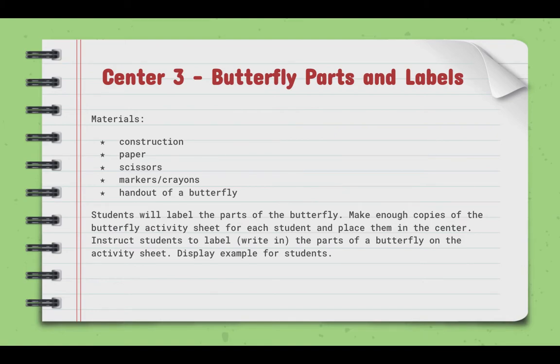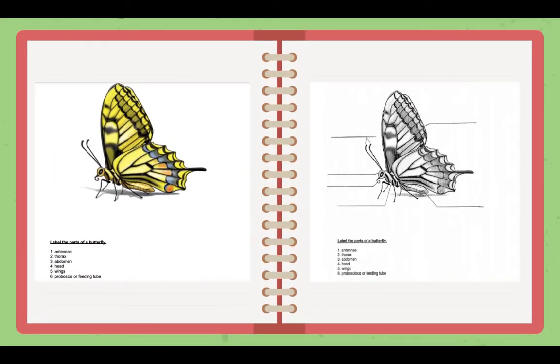At Center 3, this is butterfly parts and labels. The materials needed at this center are construction paper, scissors, markers or crayons, and a handout of a butterfly. So at this center, the students will label the parts of the butterfly. Be sure to make enough copies of the butterfly activity sheet for each student and place them in the center. Instruct the students to label or write in the parts of the butterfly on the activity sheet and display an example for students. So here I have 2 options.